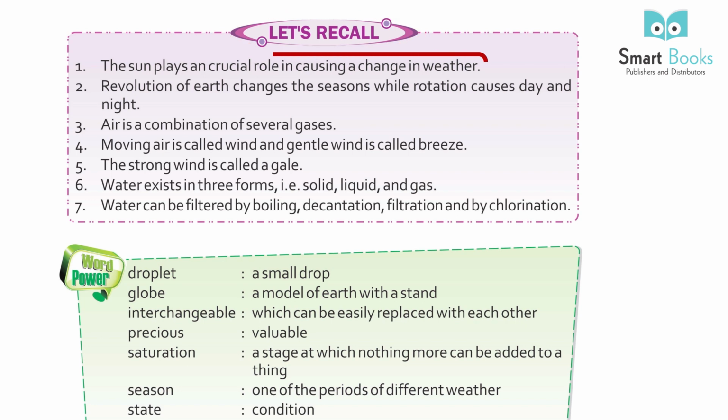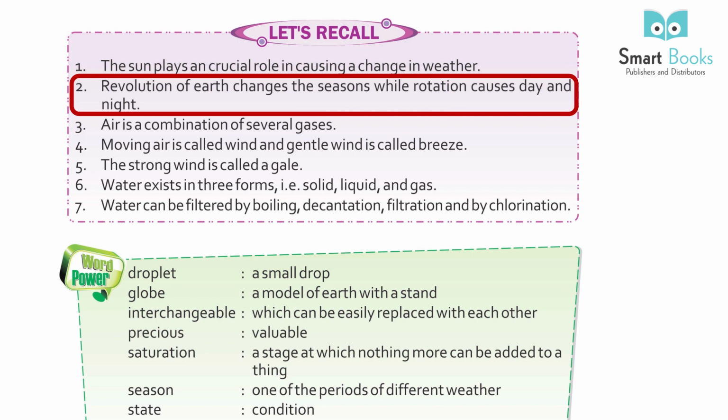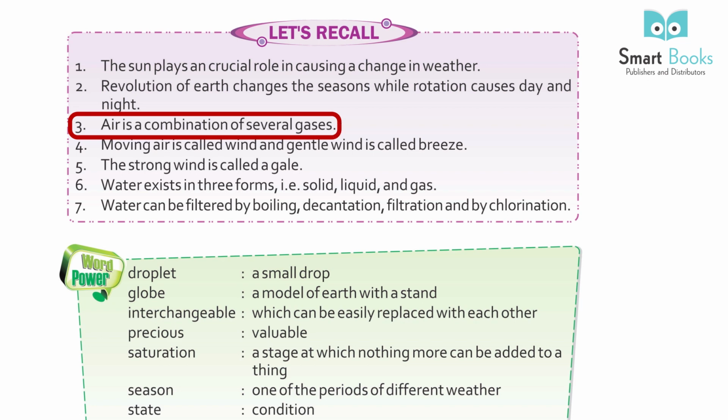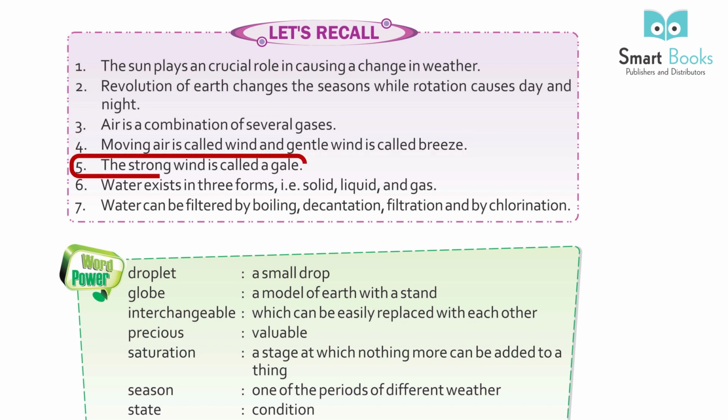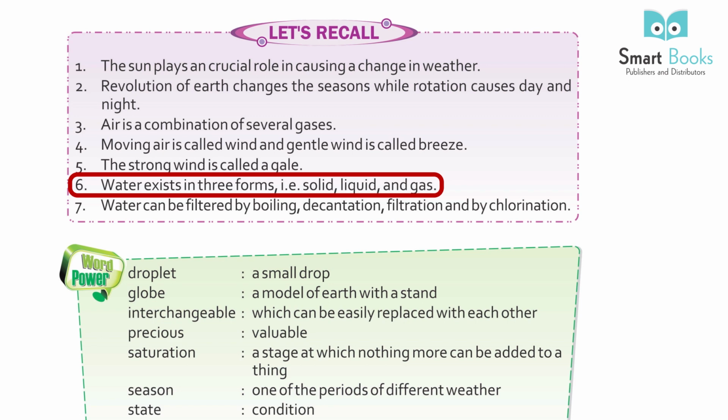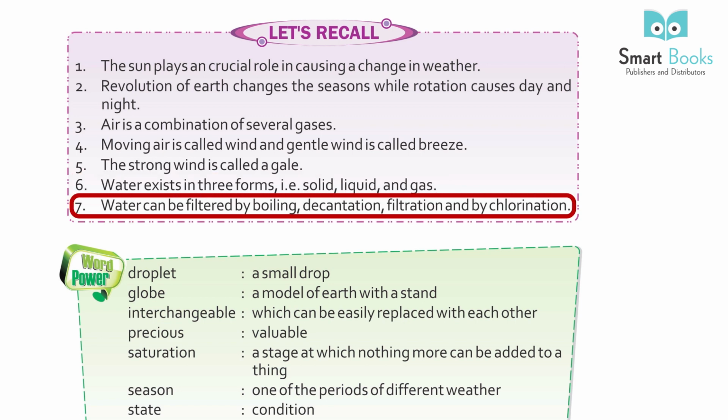Let's recall. 1. The sun plays a crucial role in causing a change in weather. 2. Revolution of earth changes the season while rotation causes day and night. 3. Air is a combination of several gases. 4. Moving air is called wind and gentle wind is called breeze. 5. The strong wind is called a gale. 6. Water exists in 3 forms: solid, liquid and gas. 7. Water can be purified by boiling, decantation, filtration and by chlorination.